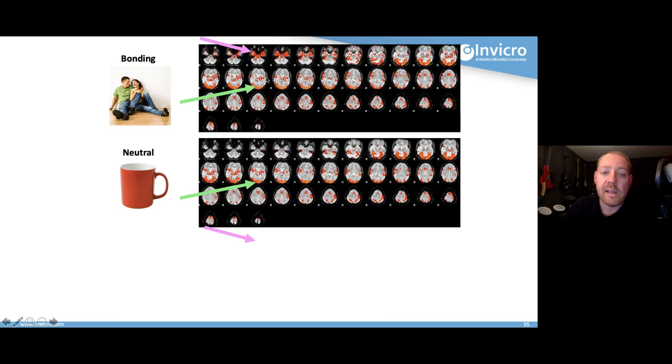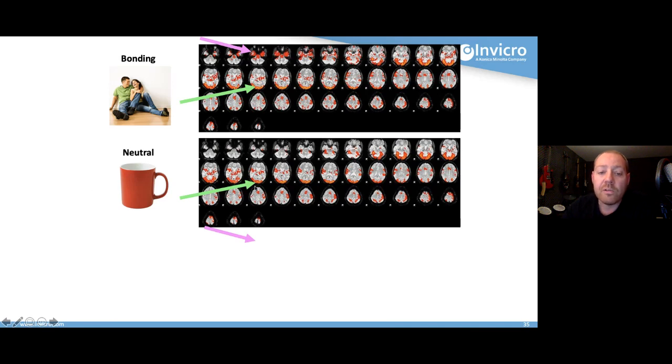So what you can see in the bonding condition is that you get lots of activity at the back of the brain in the visual cortex, because they're looking at pictures. That's entirely expected. And you also get lots of activity down here in areas like the amygdala, which is a nice emotional bit of the brain. And that's because these pictures have some emotional content as well. They're nice, romantic, happy couples.